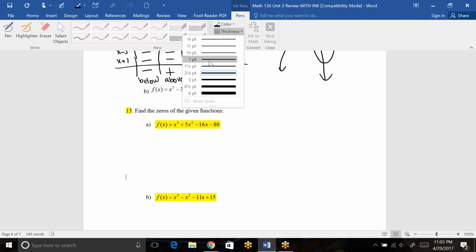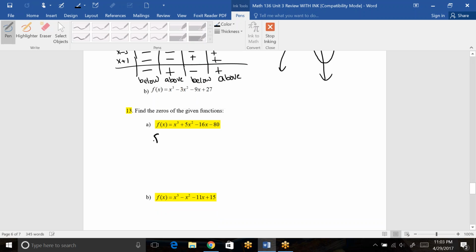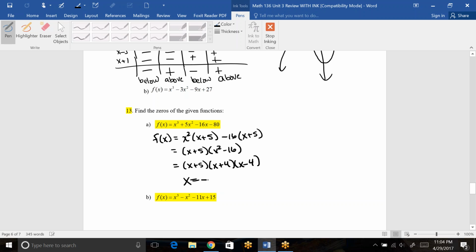You could try factor by grouping here. If I was to pull out an x squared, and then I have my x plus 5, pull out a negative 16, because that also goes into 80, you also get an x plus 5. You pull the x plus 5 to the front, you get the x squared minus 16, and that factors again. So you have x plus 5, and then x plus 4, x minus 4. You've completely factored this, and your zeros are, remember, your intercepts. So negative 5, negative 4, and 4.